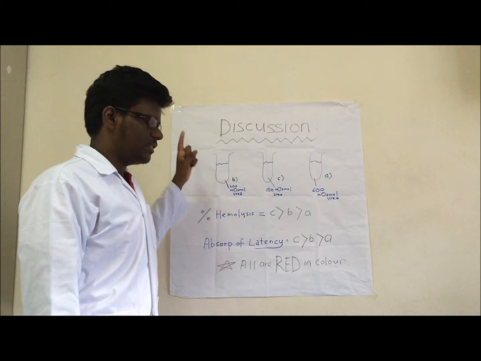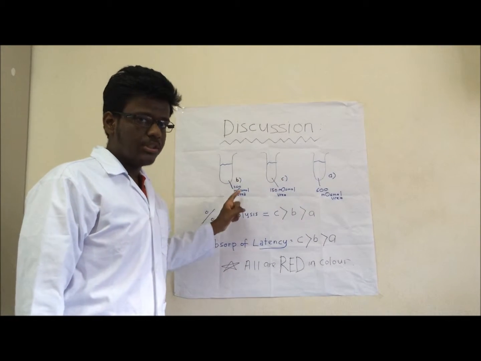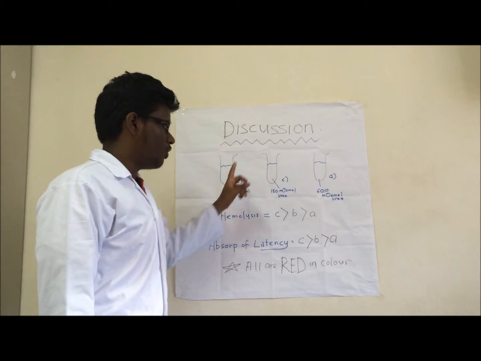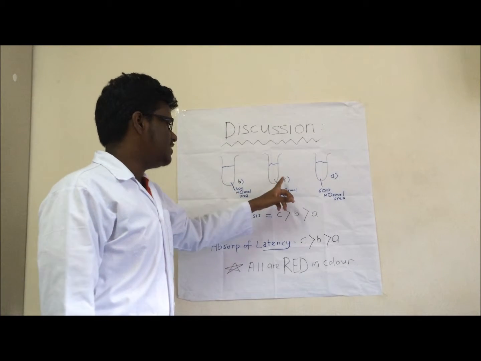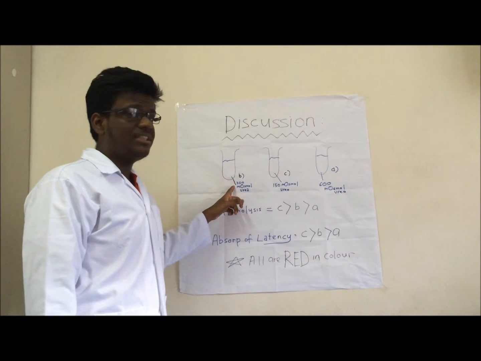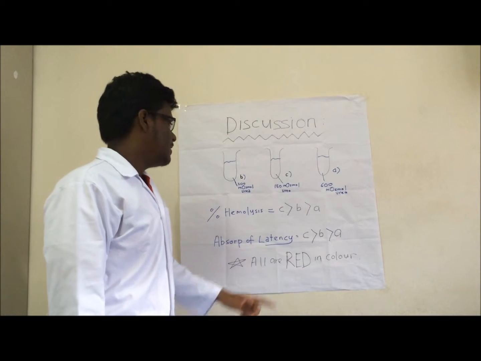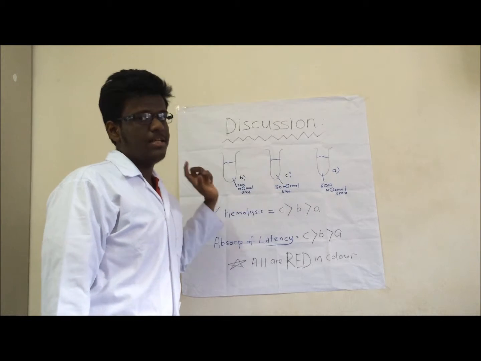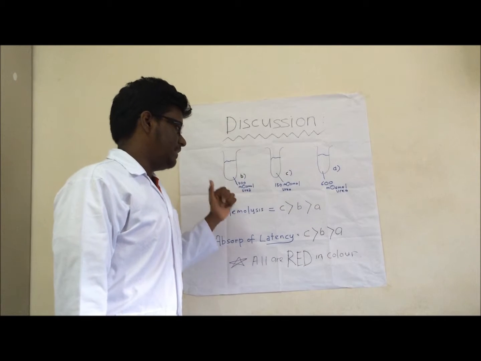I'm going to discuss the result of part B. If you can see here, there are 3 test tubes which contain urea, but in different concentrations. After we centrifuge all of these, the result shows that the percentage of hemolysis in C is the highest, which is 150 milliosmol urea, followed by B, which is 300 milliosmol urea, and followed by A, which is 600 milliosmol urea. C, which is 150 milliosmol urea, is highest because it is the most hypotonic compared to A and B.